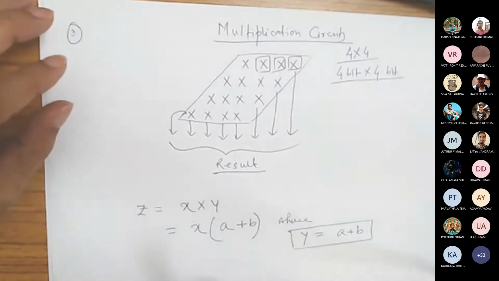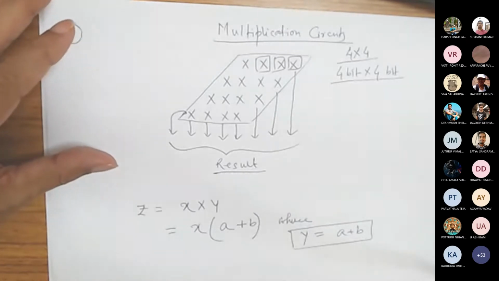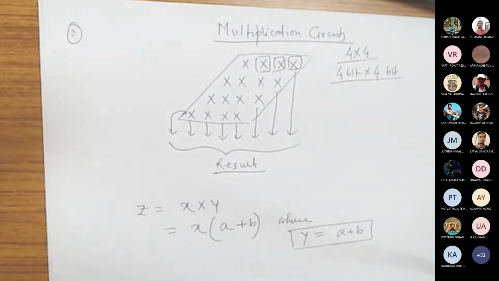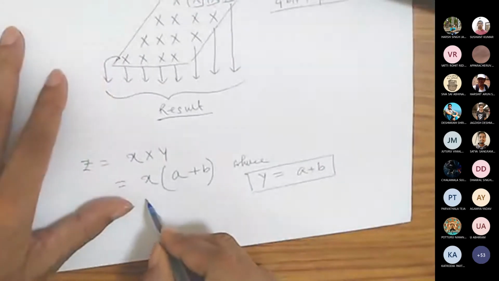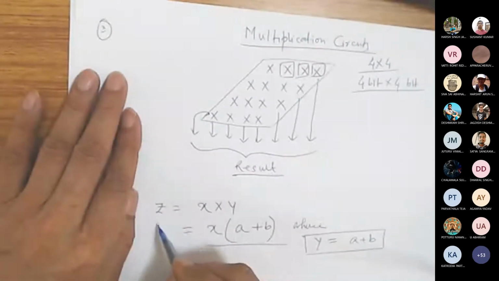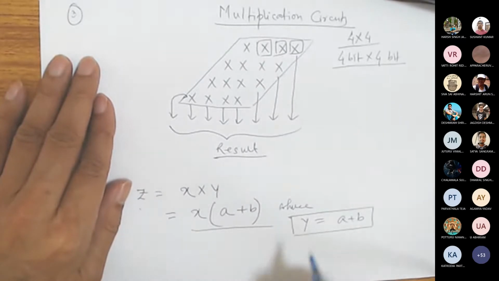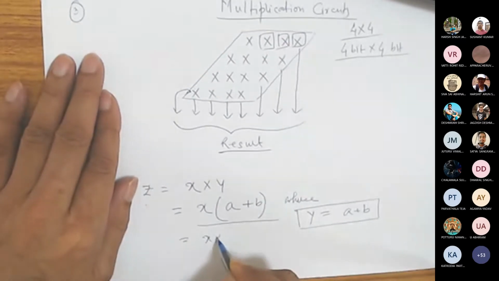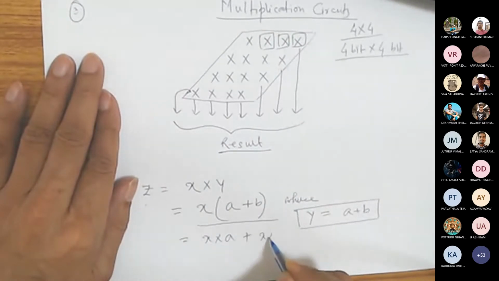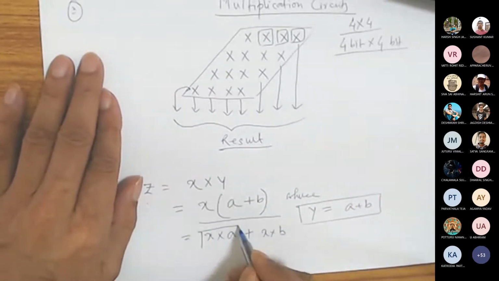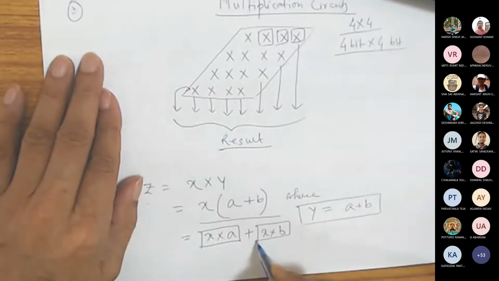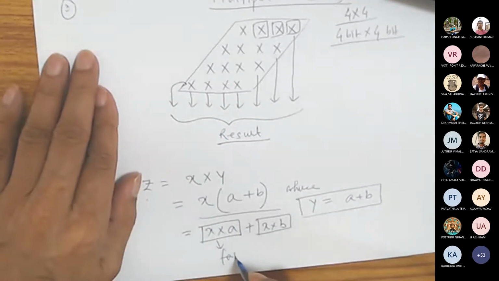So from that perspective, we should always try to see where things can be improved. That is the reason we actually came to this point. When z equals x into y, when y can be represented as a plus b, if by doing this I can reduce, because this x into a plus x into b multiplication can be done faster.